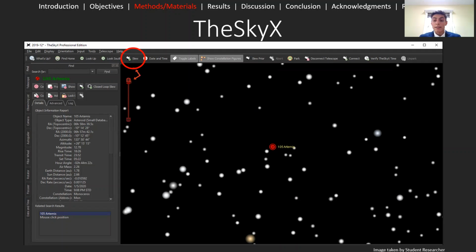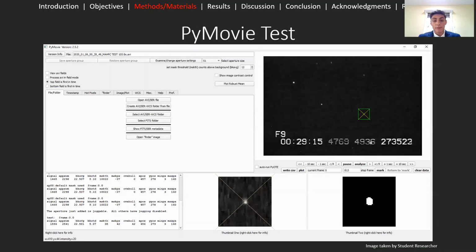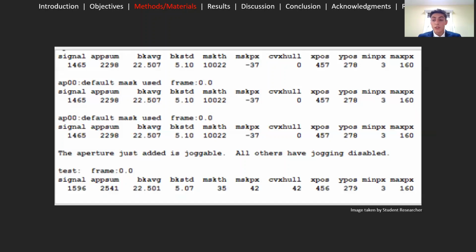Once the asteroid is tracked, I can then move to conducting a PyMovie test, or an exposure test. The important information is seen here at the bottom left of the slide. Taking a closer look, I want to point your attention to two main points in this slide: the max pixels and the signal. The max pixels needs to be between 150 and 250 to ensure that the exposure is correct. Also, the signal needs to be between 1500 and 3000 to ensure that the saturation is correct.